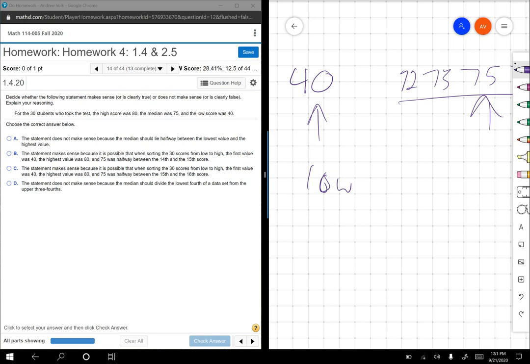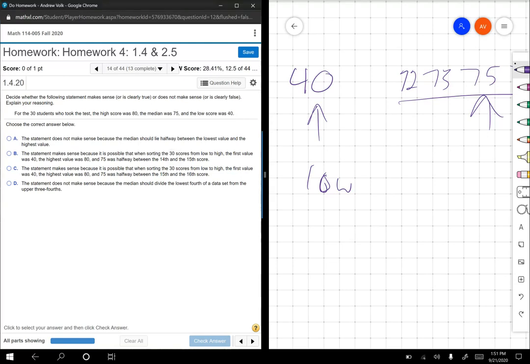The statement does not make sense because the median should lie halfway between. The median is not necessarily going to be exactly between the lowest and the highest. The statement makes sense because it's possible when sorting the 30 scores from low to high, the first value was 40, the highest value was 80, and 75 was halfway between the 14th and 15th.